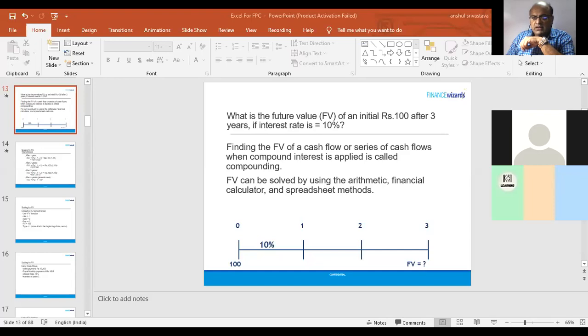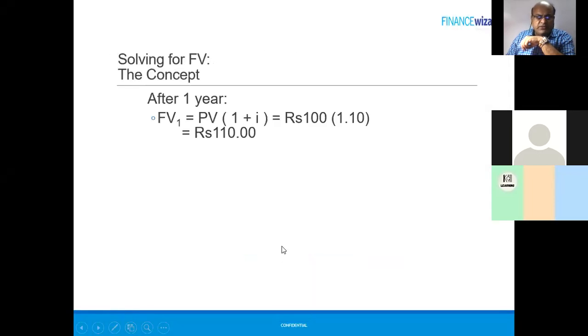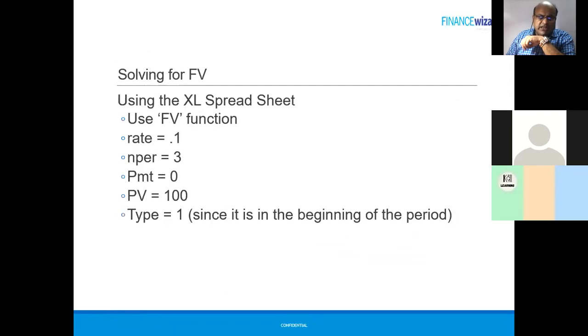Multiple future value means if you are making an investment, say this was single future value. Now if we are talking about multiple future value, we did this. We use the future value function, rate is 0.1, number of periods is 3, PMT is 0, PV is 100 and type is 1. This is what we did, and arrived at a value of 133.1.